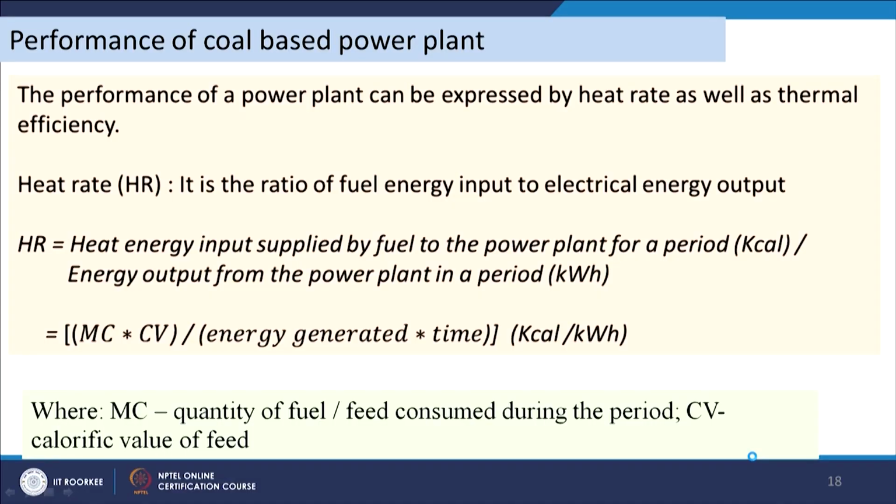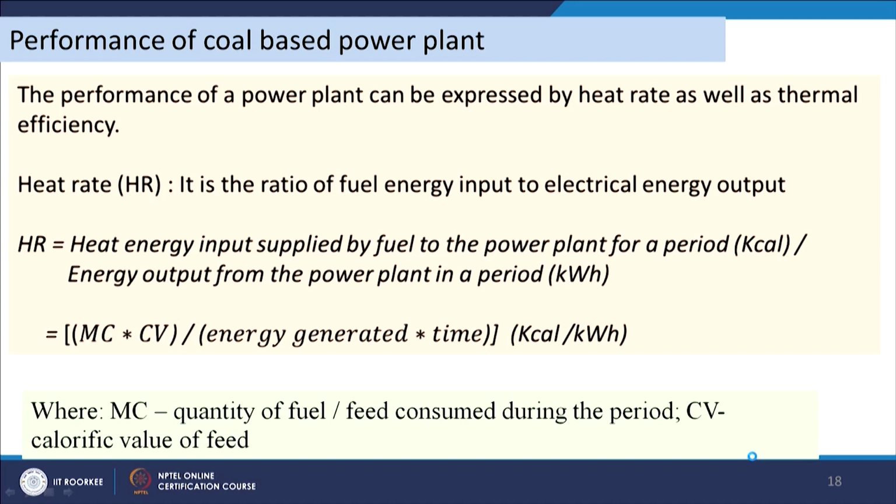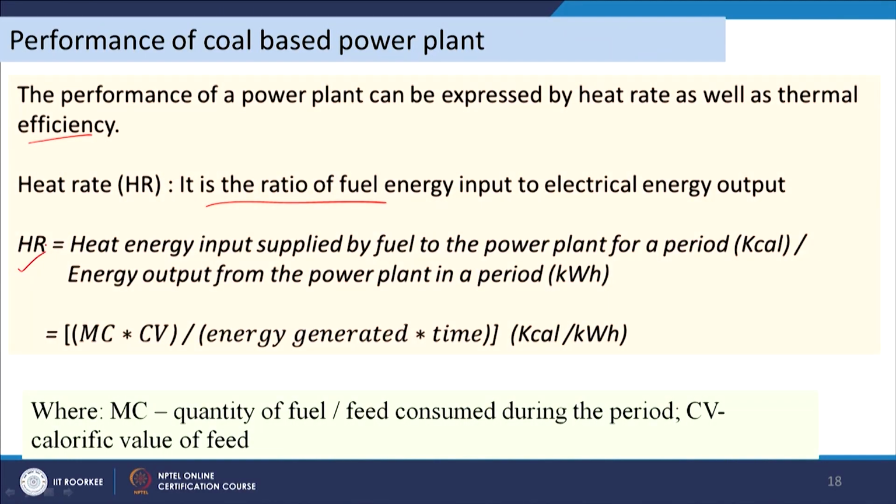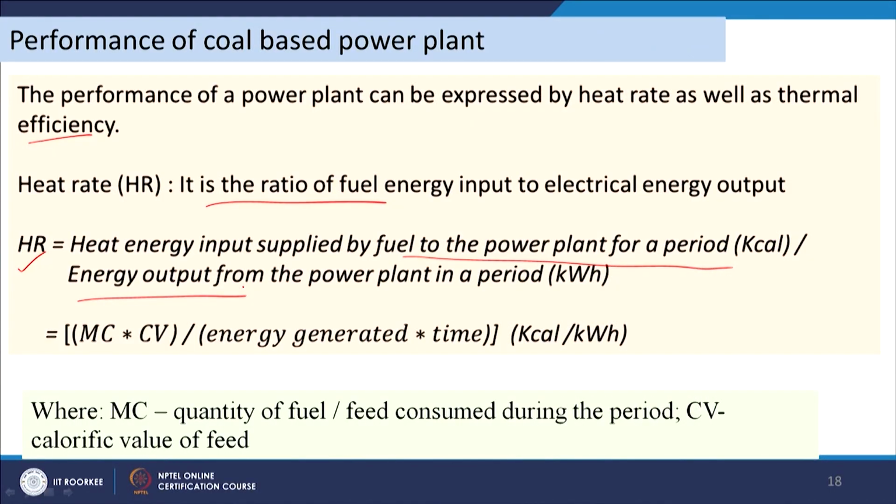Now, we will discuss the performance of a coal based power plant. The performance of a power plant can be expressed by heat rate as well as thermal efficiency. So, what is heat rate? Heat rate is nothing but the ratio of the fuel energy input to electrical energy output. So, HR, heat rate, is the heat energy input supplied by the fuel to the power plant for a period, which we can calculate in kilocalorie, divided by the energy output from the power plant in that period, that is kilowatt hour. So, heat rate is this one.